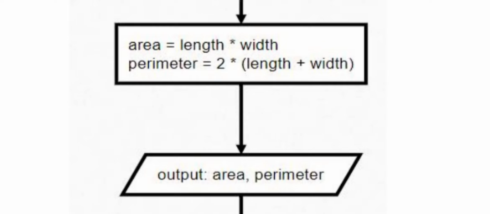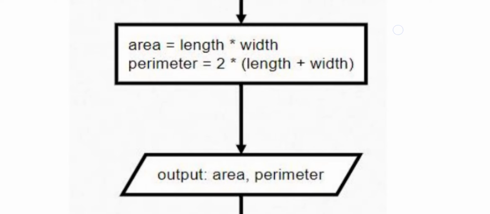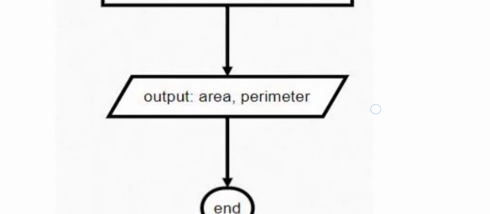Always the formula part will be written in a rectangle symbol. So this will be for formula. Okay. Next thing. Now you have calculated area as well as perimeter. What is the next step you need to do? The next step is to print the output on the output screen. So how to do it? In a parallelogram symbol, you are going to write output area comma perimeter. This is how you are going to print the output.